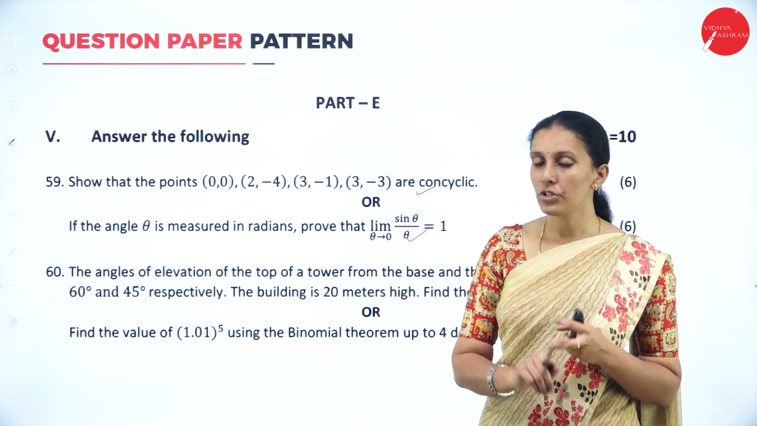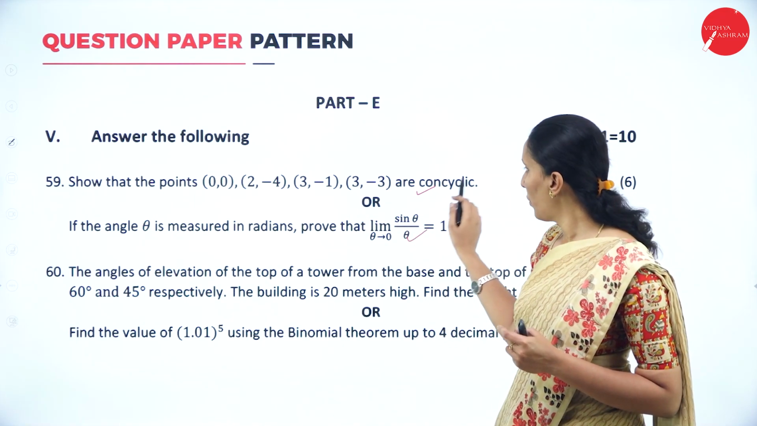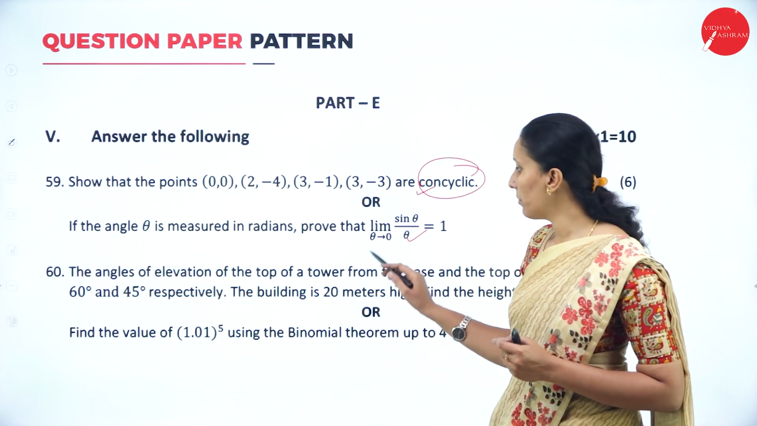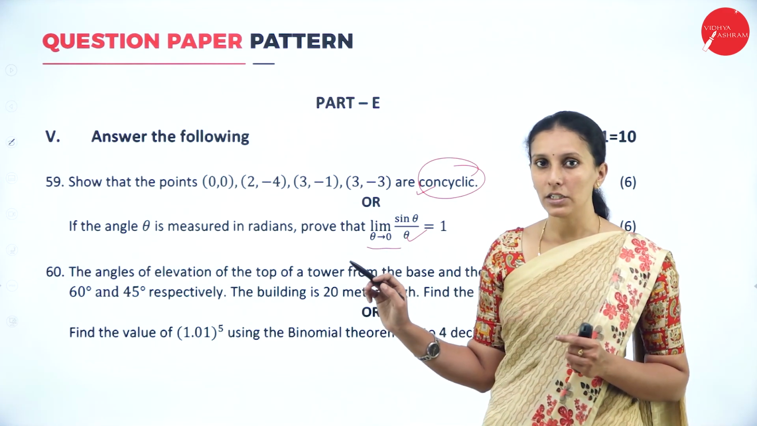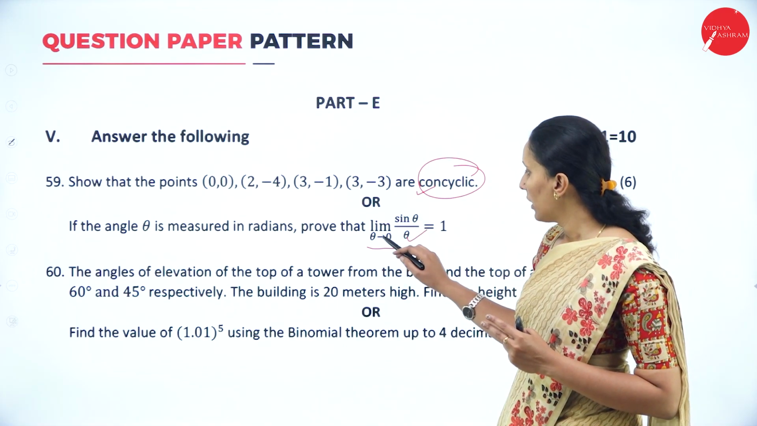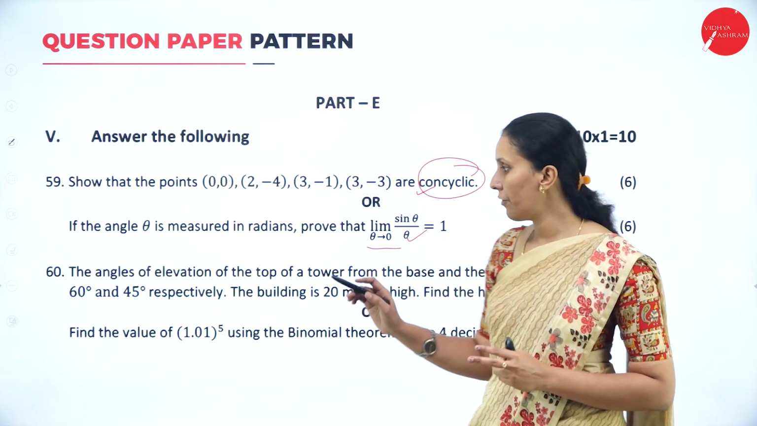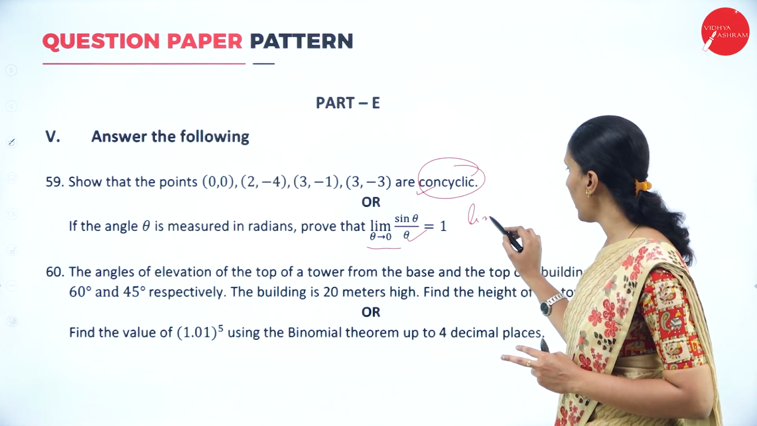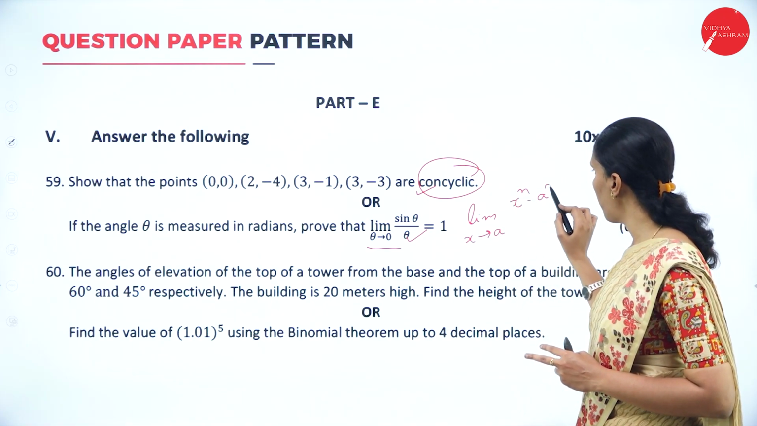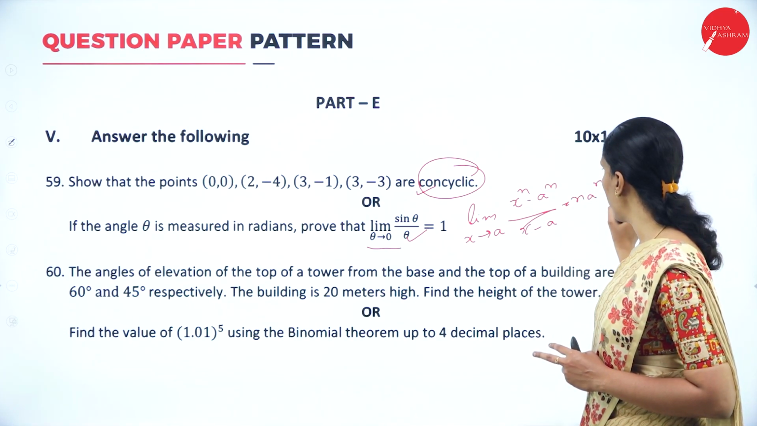Your 6 mark question is one from circles, that is to prove the concept of concyclic, and the second one will be from the chapter limits and continuity. 2 important theorems are there in that chapter. So this is one of the theorems and the other one is the standard form of the limit as x tends to a of x to the power n minus a to the power n divided by x minus a, which is n into a to the power n minus 1.